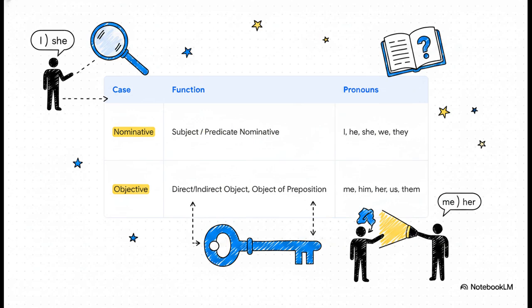We've got two main cases to worry about. First, the nominative case. That's for our subjects, the doers of the action. You know, like I, he, or she. Then we have the objective case. That's for objects, the receivers of the action, like me, him, or her. This little table right here, it's the key to everything.